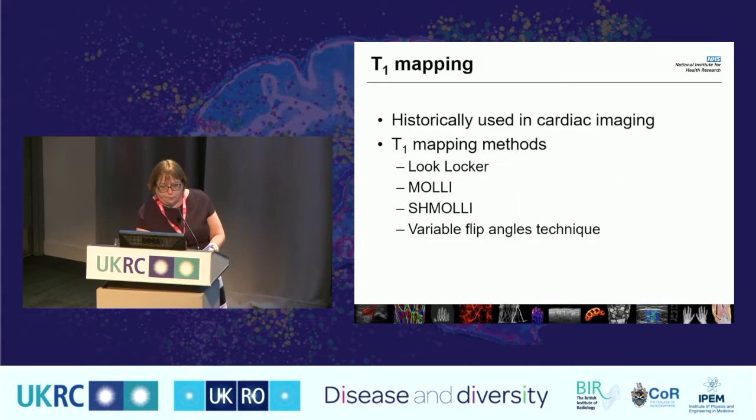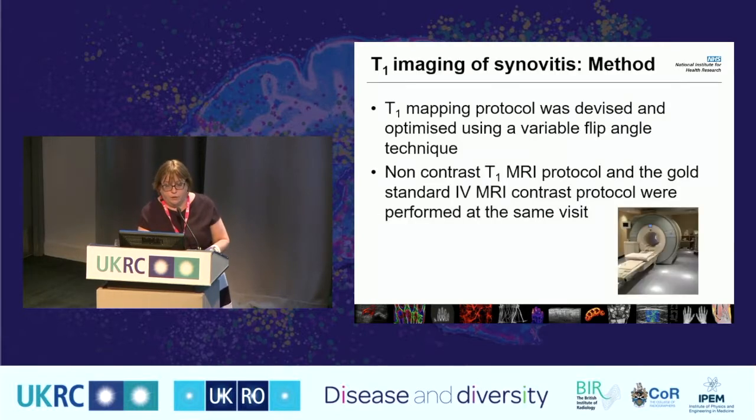T1 mapping has historically been used for cardiac imaging, looking for myocardial infarcts. There are lots of different fancy ways for imaging T1 mapping, Look-Locker, MOLLI, ShMOLLI, etc., and please don't ask me what they all stand for. But if you go back into our old days in MRI land, we use this thing called the variable flip angle technique, and that's the thing that I decided I was going to concentrate on. So I devised an MR protocol, which was a T1 mapping protocol. It took a year and a half, when I thought it would take 6 months.